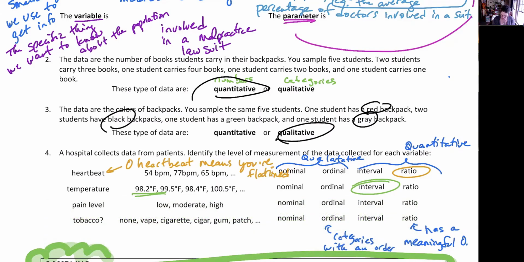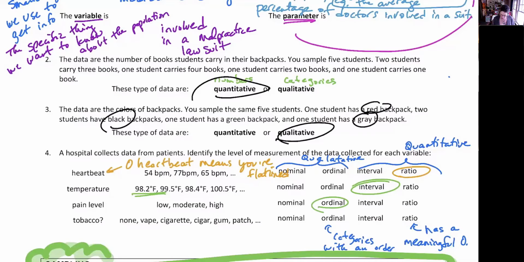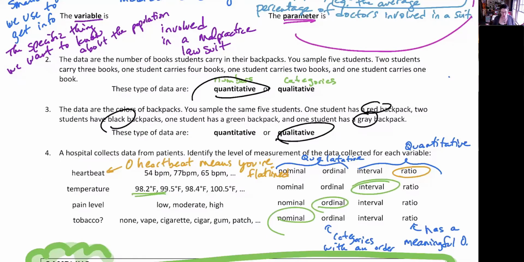Okay, let's do pain level. All right, so you folks say ordinal for the pain level. Yeah, those are categories. We've got three categories, but there's an order to them. Order, ordinal. So yeah, good job. You're absolutely correct. Okay, what about tobacco use? Good job, nominal. Yes, awesome. Because those are categories, but there's no order to them.